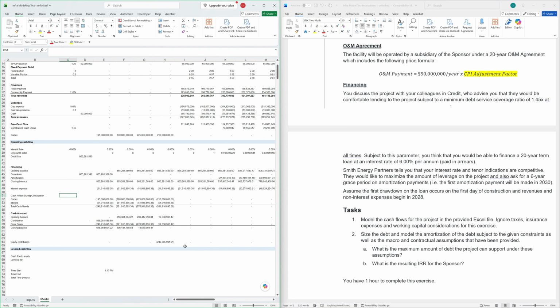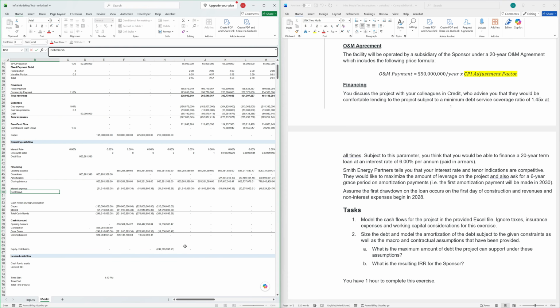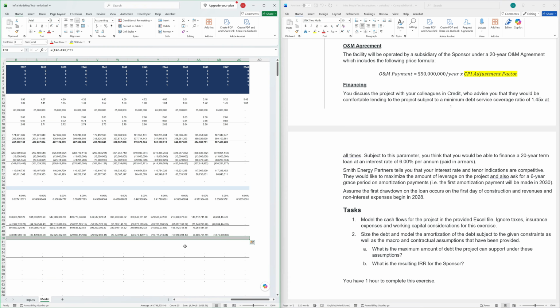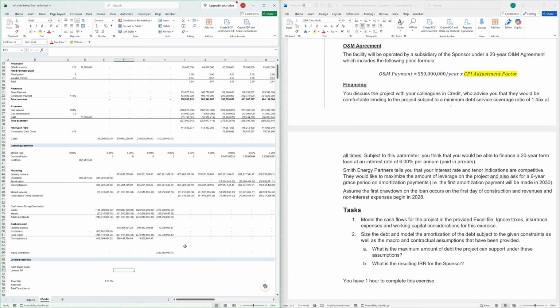We're going to go have our debt service line. So debt service during operations is going to equal amortization plus our interest expense. We're going to times that by our operation flag. Go in and distinguish our cash flow to equity. Take our SPA production flag for now. So our cash flow to equity, our free cash flow plus our debt service plus our equity contribution. And all of a sudden we have our cash flow to equity.